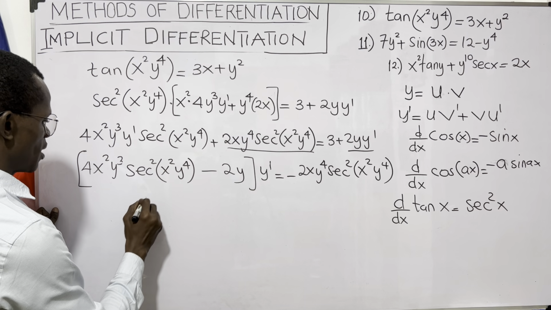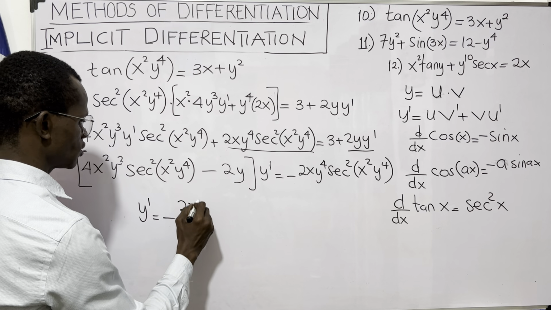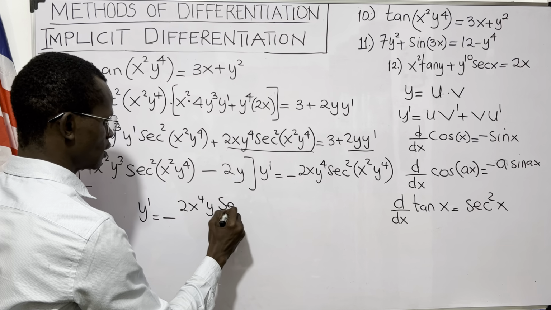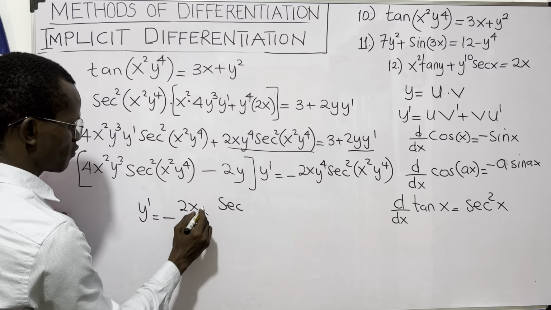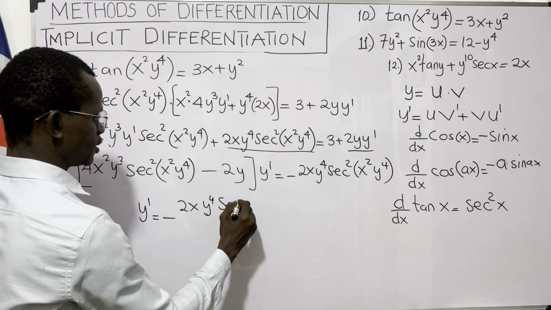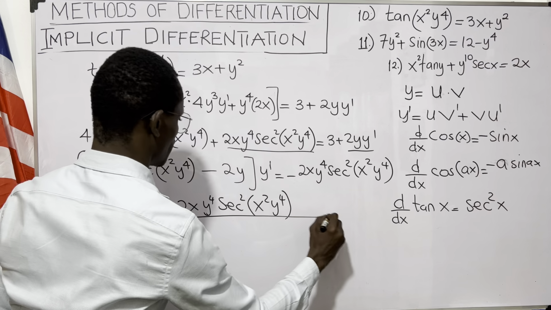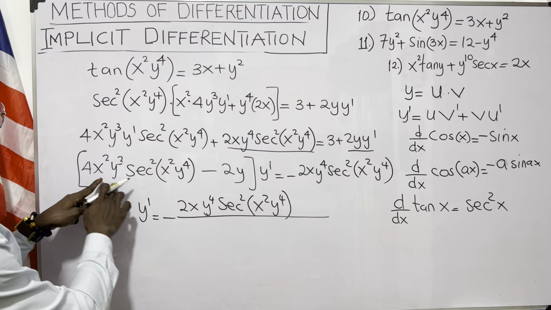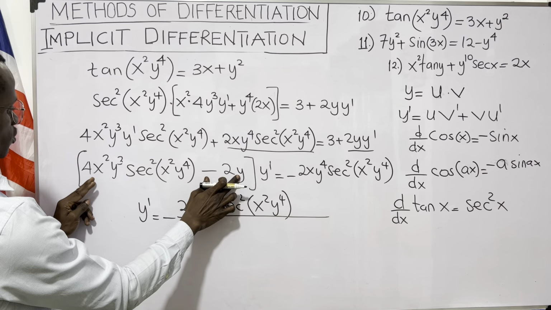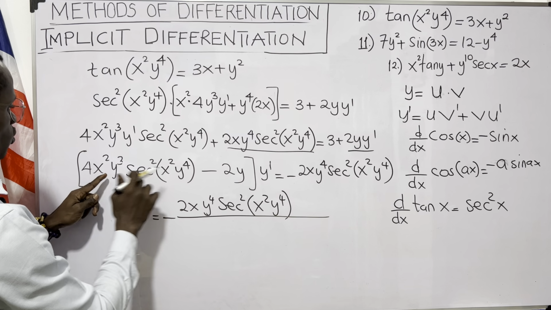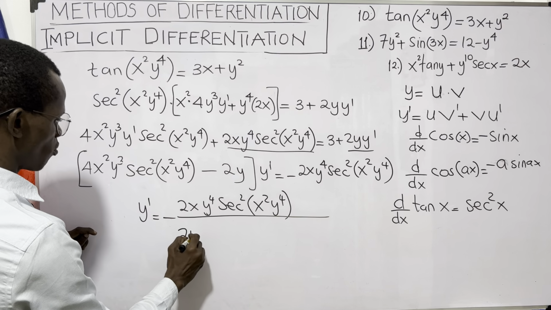So we have y prime now equals minus 2x y to the fourth secant squared x squared y to the fourth, all divided by. Because we are dividing this on both sides, right? So this is y, this is also y. Y is common to the two of them. 2 is also common, so 2y is common. We factor it out.